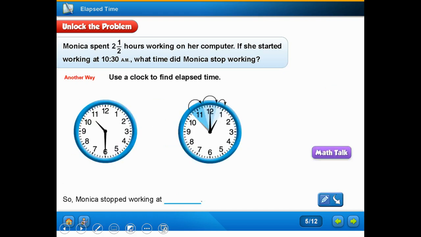All right. Looking at this a whole other way, we can use a clock. Essentially, it says she started at 10:30. 30 minutes is going to take us to an hour, which would take us to 11. And then we have 2 hours left. So we would go from 11 to 12, 12 to 1. Same thing. We're going to continue getting the same answer, which is 1 p.m.